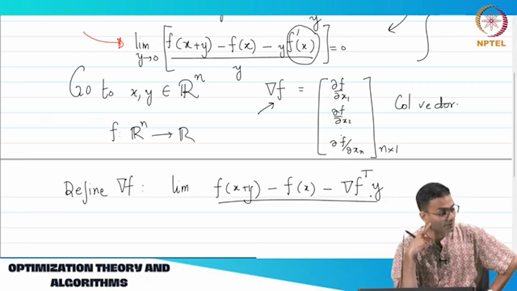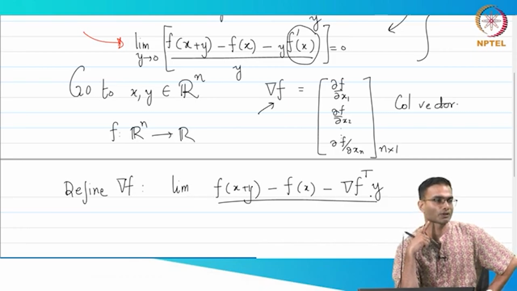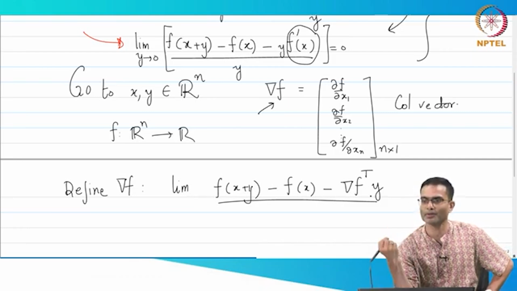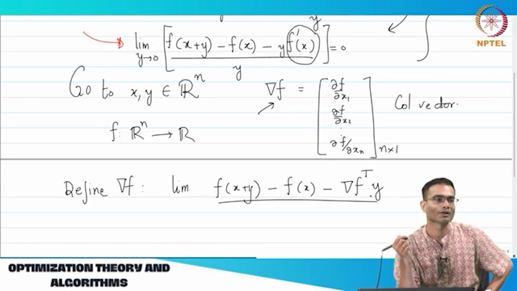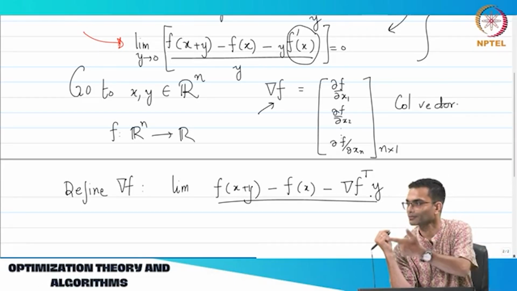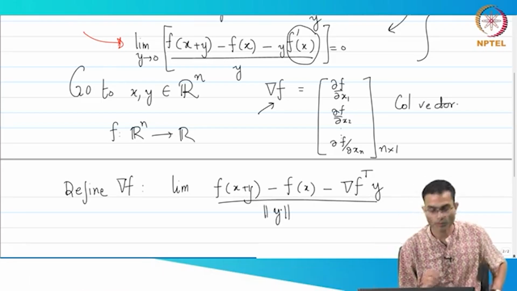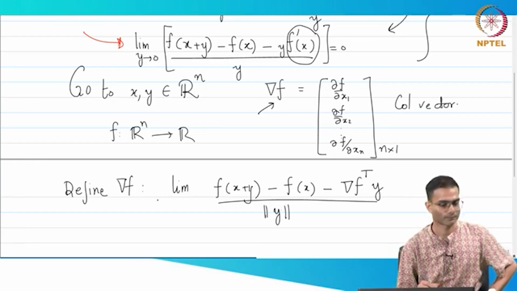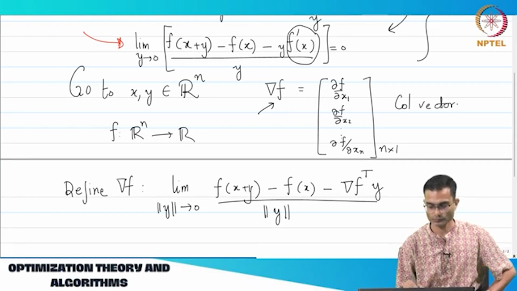What about the denominator? Can I write y? That makes no sense because the numerator is a scalar. What does it mean to divide by a vector? It doesn't mean anything. So what is the nearest thing you could do? Think of the intuition behind limit. I heard the correct norm, right? Now what should the limit be? Norm y tends to 0, right?